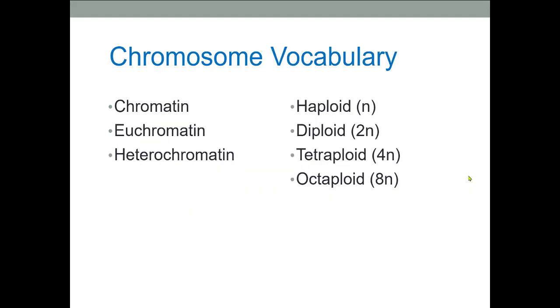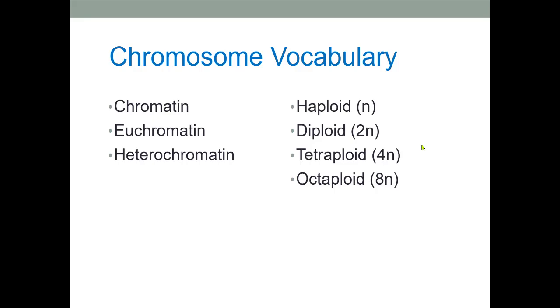Just to remind you of some chromosomal vocabulary, these are probably not new words, at least I hope they're not. Chromatin is our broad term, which could encompass euchromatin or heterochromatin. There are two varieties here, reflecting whether that chromatin is expressed or not, whether the content of that genetic material is expressed or not. And then on the right side of the screen, we have the language that we're going to use to talk about how many copies of the genome a given organism has.